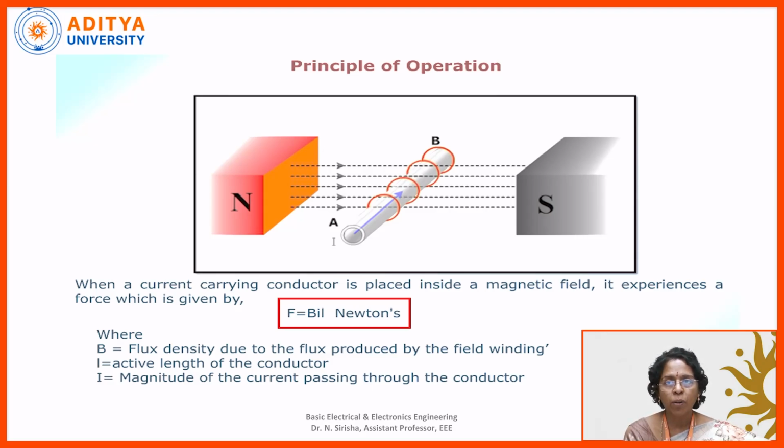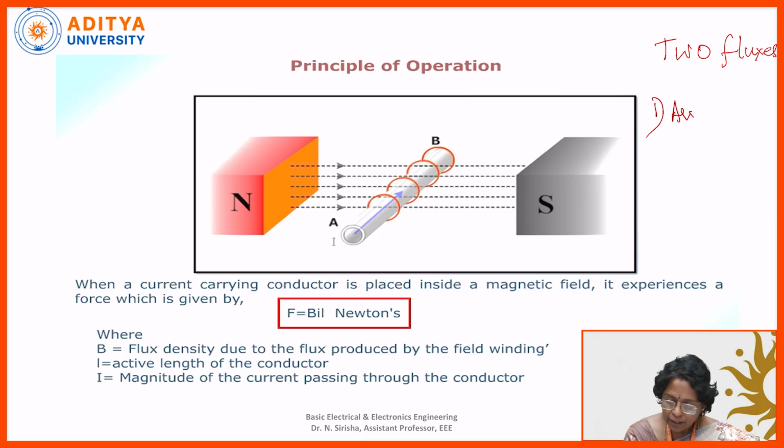Torque is nothing but the rotational movement, right? Once the torque is formed, the motor starts rotating. For the formation of torque, two things are required: two fluxes are needed. These two fluxes are the armature flux and the field flux.